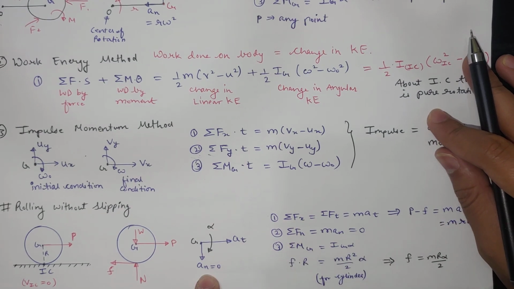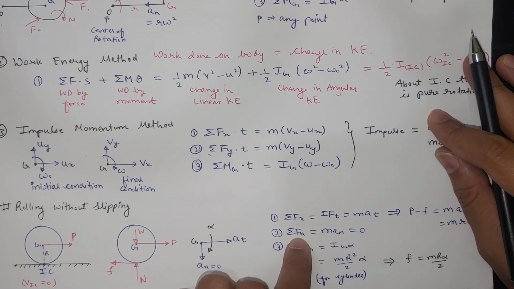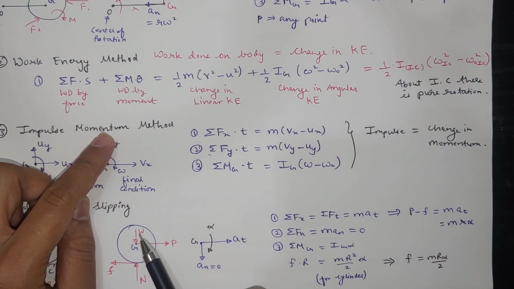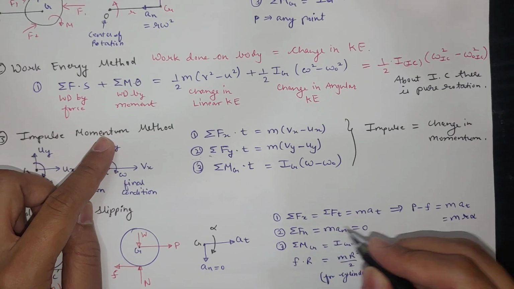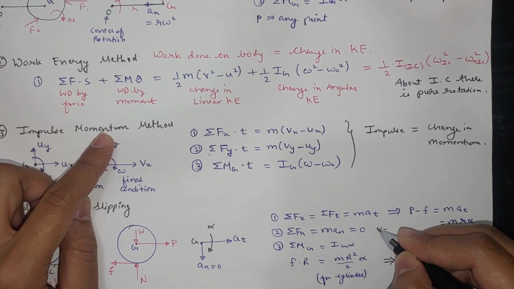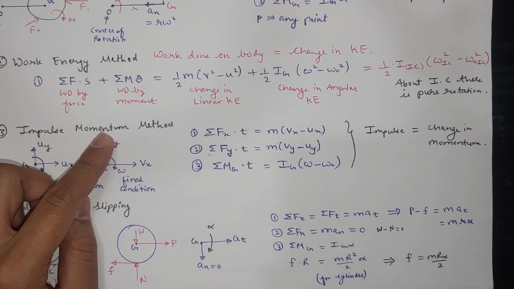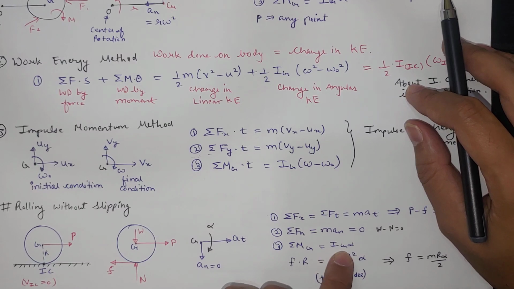Second, we directly know that normal acceleration is 0, so the summation of normal forces is equal to m into a_n, which is 0. Here the normal forces are W and N, so W minus N will be equal to 0, so W will be equal to N. That we get from this equation. And the summation of moments at the G point equals Ig into alpha.